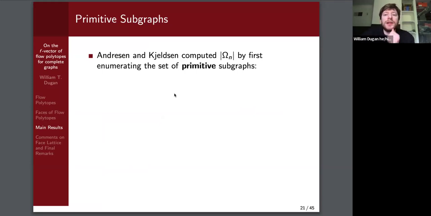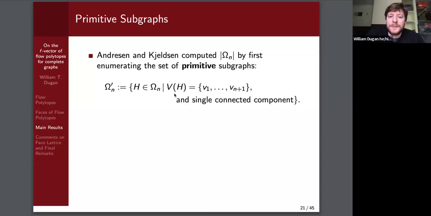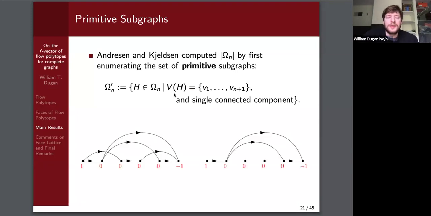Anyway, they were able to enumerate omega n, but they did so by taking an intermediate step. They first enumerate a different set of graphs, which they call primitive subgraphs. Primitive subgraphs are graphs which are in omega n, but they also have all vertices contained in a single connected component. I will often refer to this as using all the vertices. So on the left, we have a primitive graph. It's going to correspond to some face of the polytope, but in particular, all the vertices are in one single connected component.